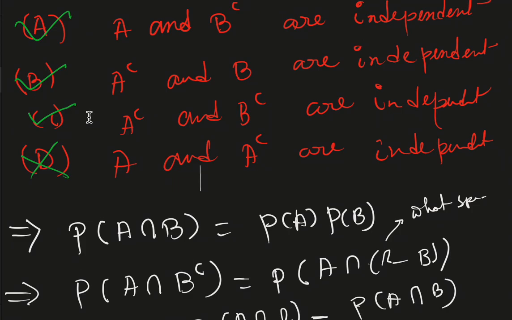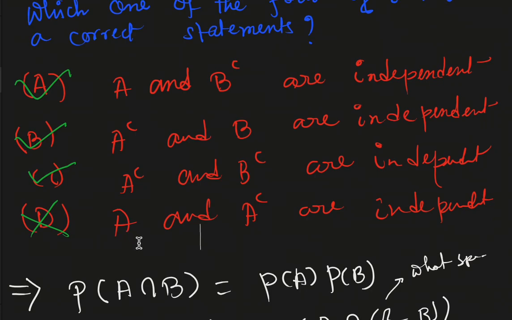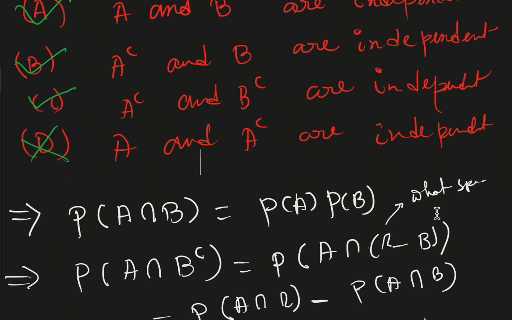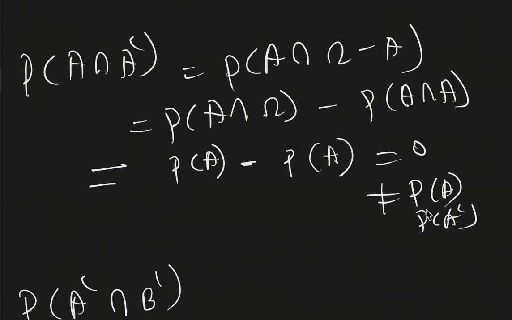So that is also true. This is also independent. So that means, for the question, which one of the following is not a correct statement: this is not a correct statement. A and A complement are not independent. This is not a correct statement. So that's it. So let's move towards the next question.